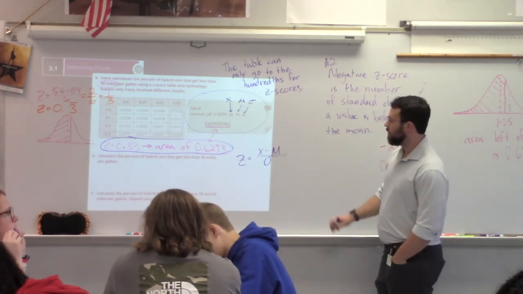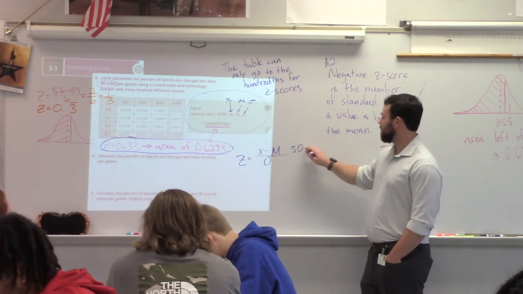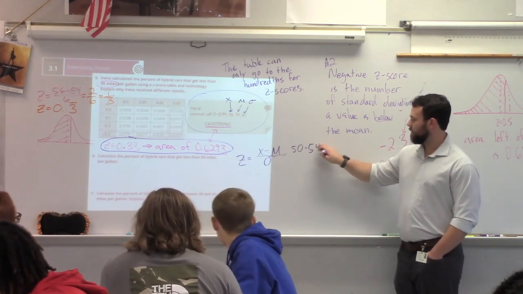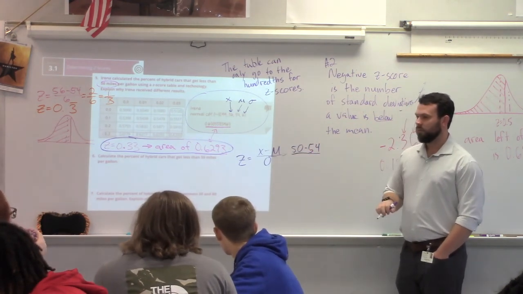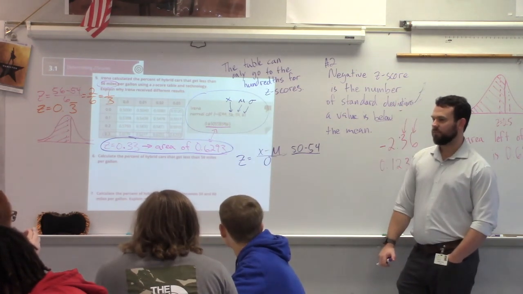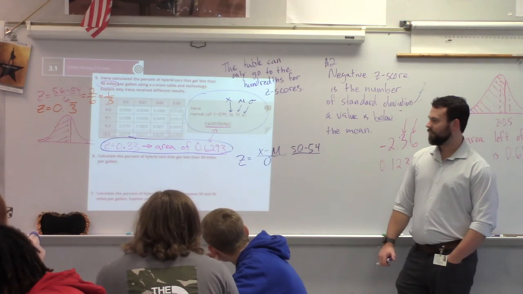I got places. Okay, so 50 minus, what's the mean? 54. True. But I did that. You put it right, I got negative 200. What is wrong? I don't know. What's that problem, sir? Right.